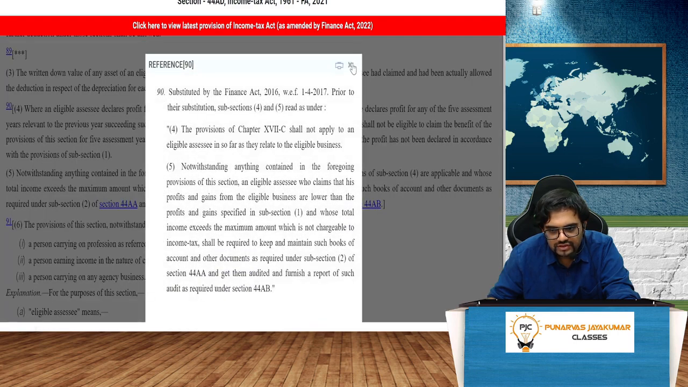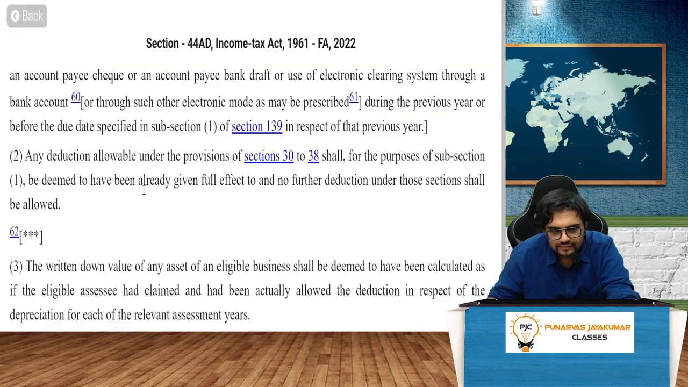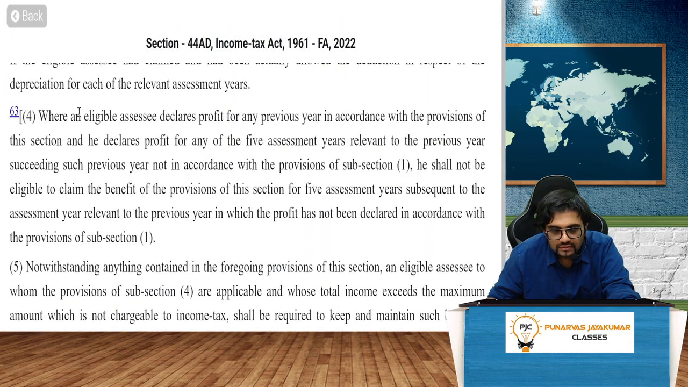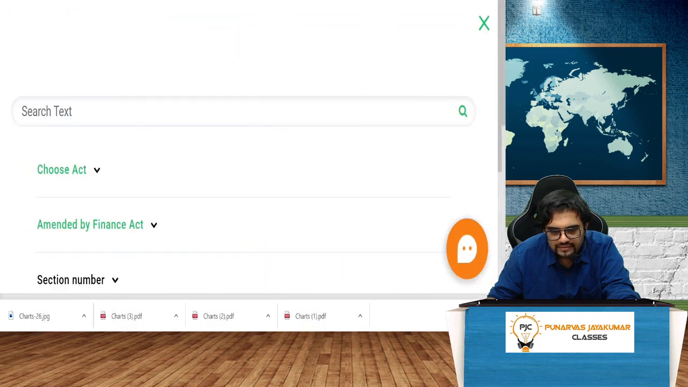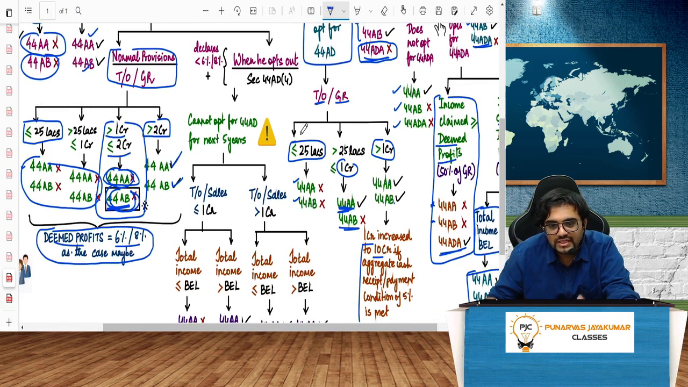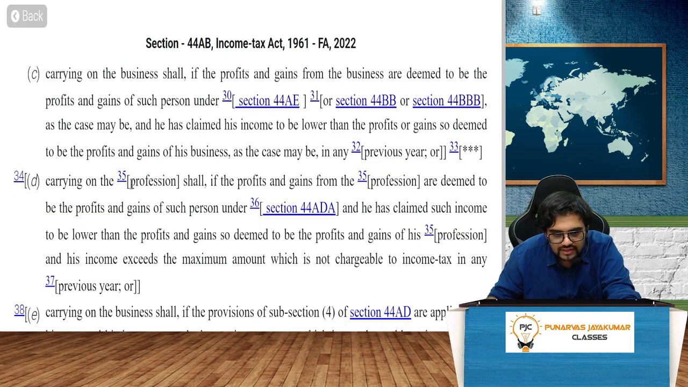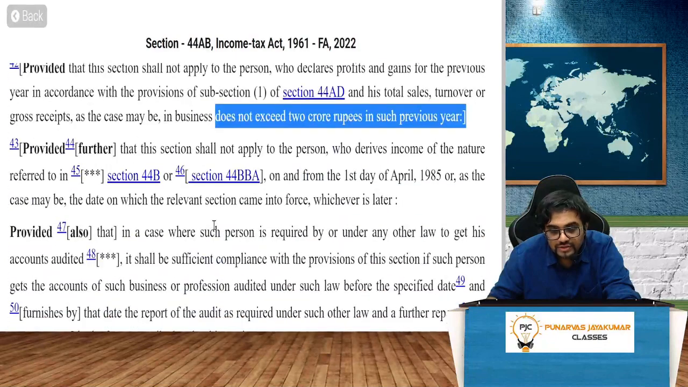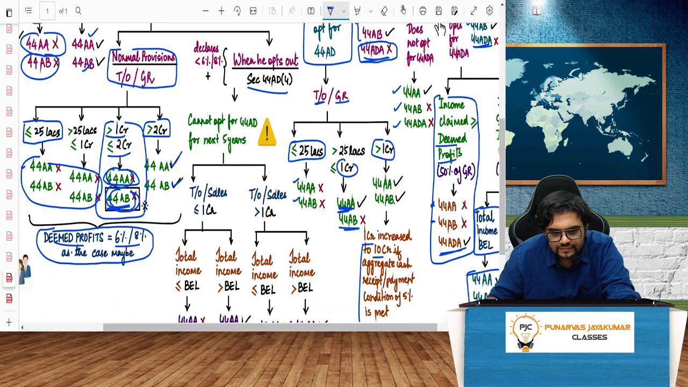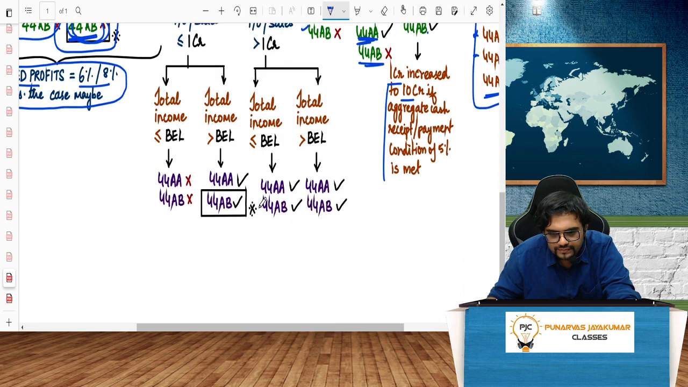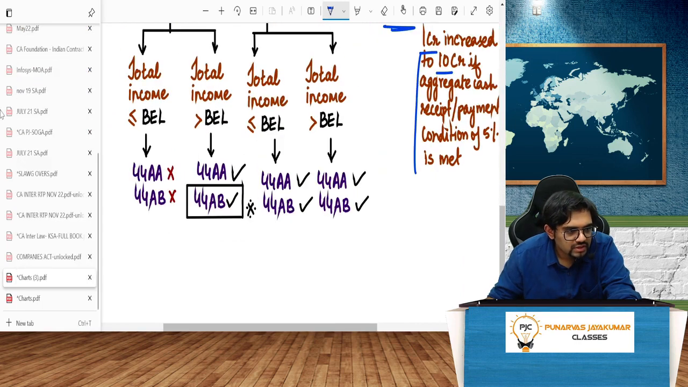My dear friends, again 2017. It's again eligible SSC as we have seen. This is the opt-out scheme. What if he opts out of the same? Means he was going through 44AD, now he wants to opt out. 44AD(4). What will happen if he opts out? What would happen if he opts out is what this particular section is talking about. Opt out. This is 44AD(4).